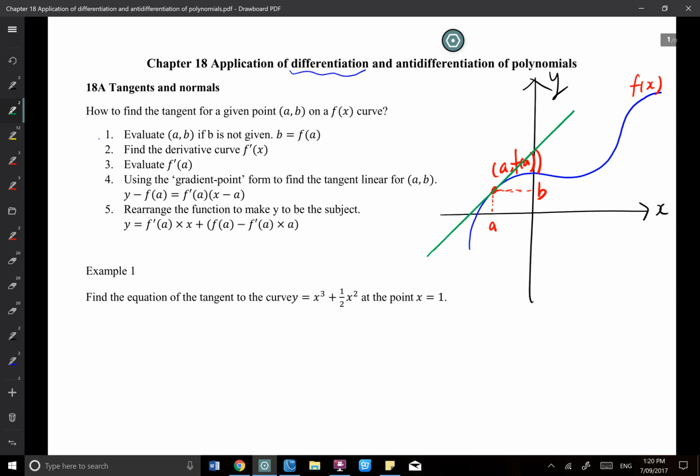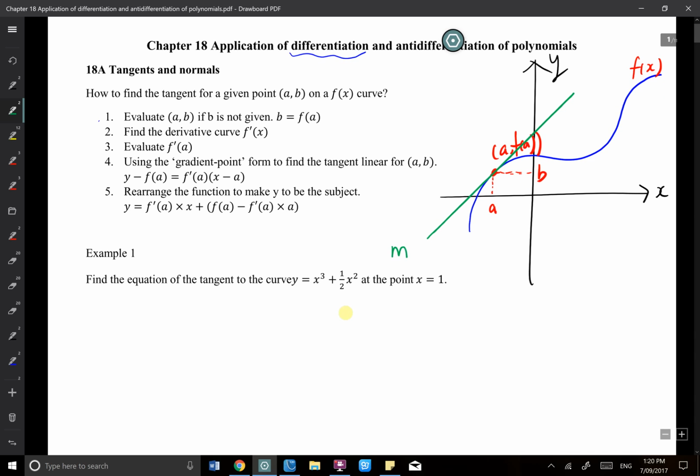What is the gradient of this tangent? Anyone knows that? What's it representing? I always ask you this question. The derivative, the derivative at that point. So the gradient at that point is f dash a, the derivative at that point.